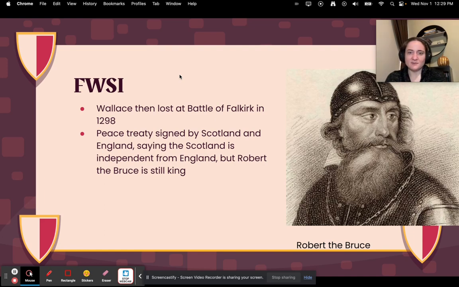Wallace then lost a battle at Falkirk in 1298, and I won't spoil the movie of what happens to William Wallace after he loses the battle. So you can figure that out during the movie. A peace treaty was then signed by Scotland and England, saying that Scotland is independent from England, but that Robert the Bruce, who was appointed by the English King Henry, is still King of Scotland. So are they really independent? No, right? Because Robert the Bruce is just going to do whatever English King Henry says.